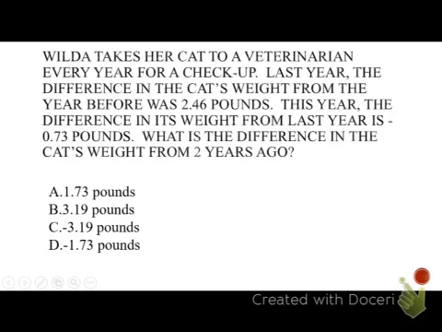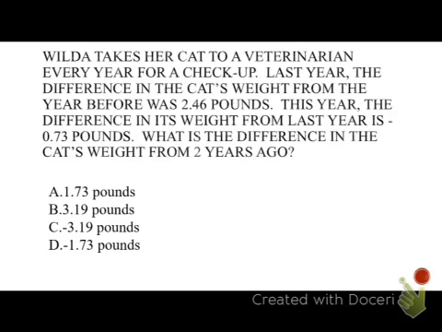Wilda takes her cat to a veterinarian every year for a checkup. Last year, the difference in the cat's weight from the year before was 2.46 pounds. This year, the difference in its weight from last year is negative 0.73 pounds. What is the difference in the cat's weight from 2 years ago?